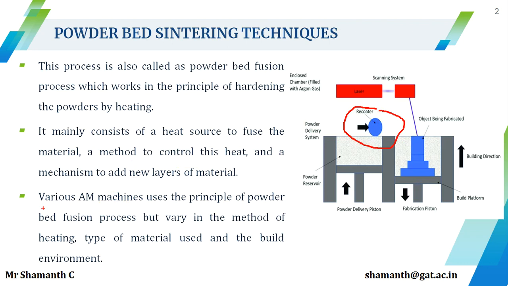There are various additive manufacturing machines which use this principle of powder bed fusion process, but they all vary in the method of heating, type of the material used, and also the build environment. Some of the different types of the powder bed fusion process which are used in this particular technique are electron beam melting process, direct metal laser sintering process, selective heat sintering process, we call it as SHS, and then selective laser melting SLM, and then selective laser sintering.